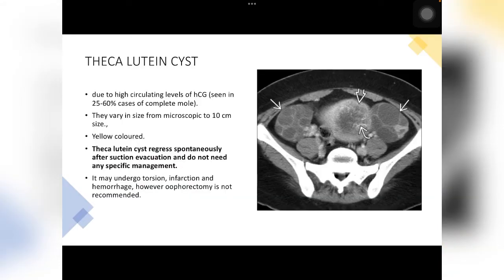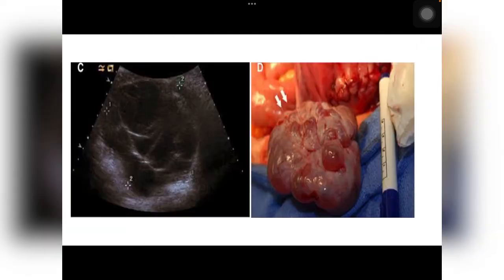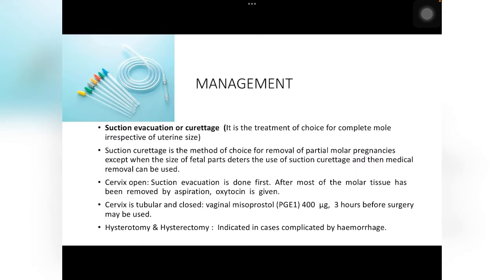Coming to theca lutein cyst. Because of high circulating levels of HCG, in 25 to 60% of cases of complete mole, the cyst can be present in both the ovaries. It is yellow colored. Usually after suction evacuation, it regresses spontaneously, and it does not need any specific management. But sometimes if it undergoes torsion or infection or hemorrhage, then you may need to perform an oophorectomy. If not, just leave it alone. It will resolve spontaneously. This is an ultrasound picture of theca lutein cyst, and this is the surgical picture.